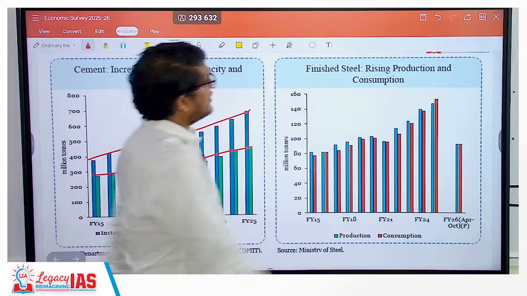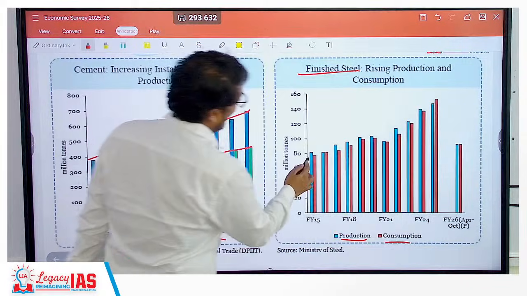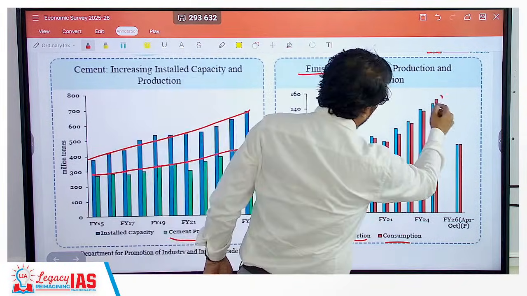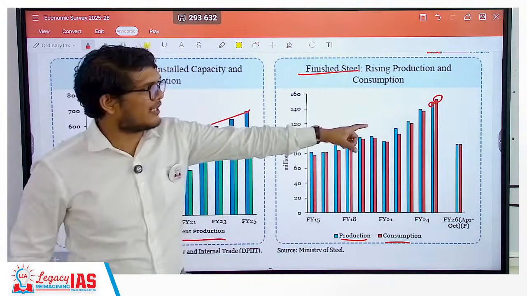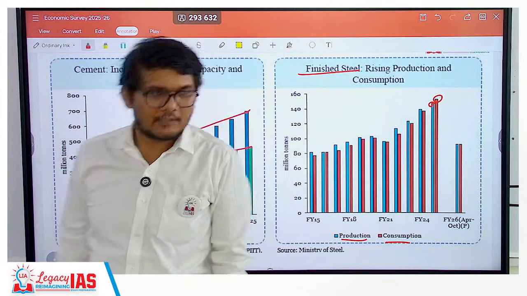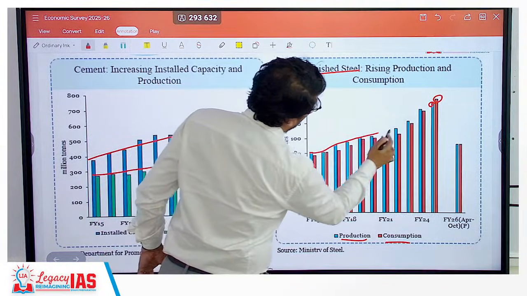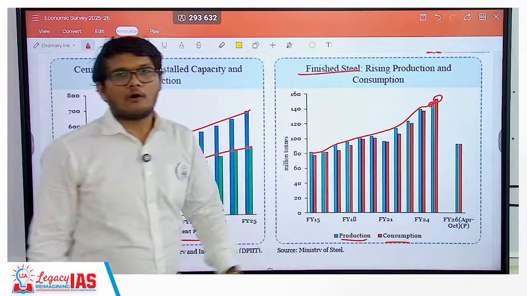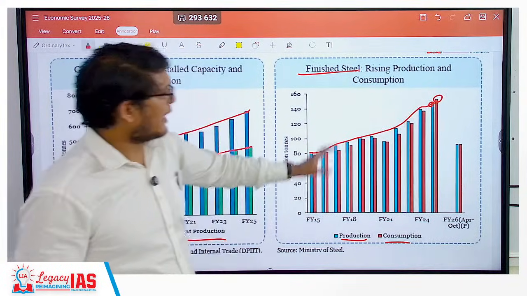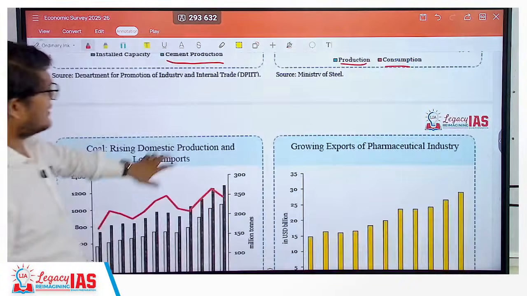If you look at the finished steel, so here also this is production, this is consumption. So if you look at it, production has been lower than the consumption at times. You can see consumption is high, production is low. So where does the demand get met? It gets met by import. So India has to import. Okay? All right. But even then the production is clearly increasing in India. Now, of course, we need to increase it more so that we don't have to import. But the idea is that the production has also kept on increasing with the increase in consumption.